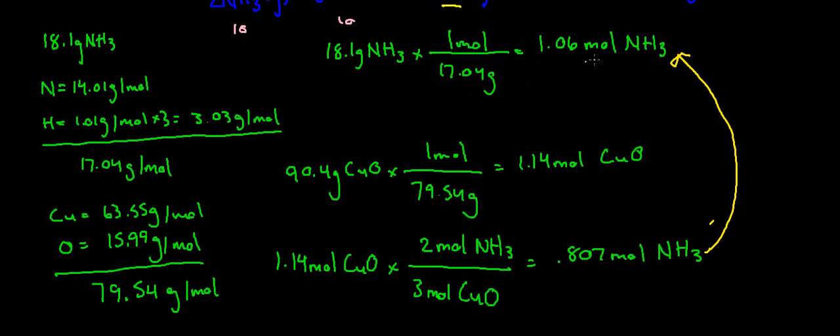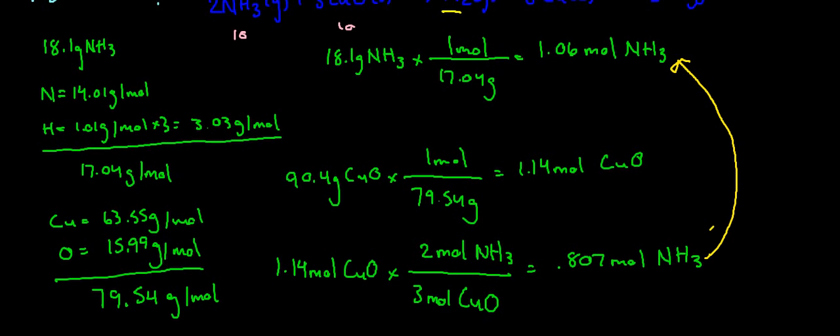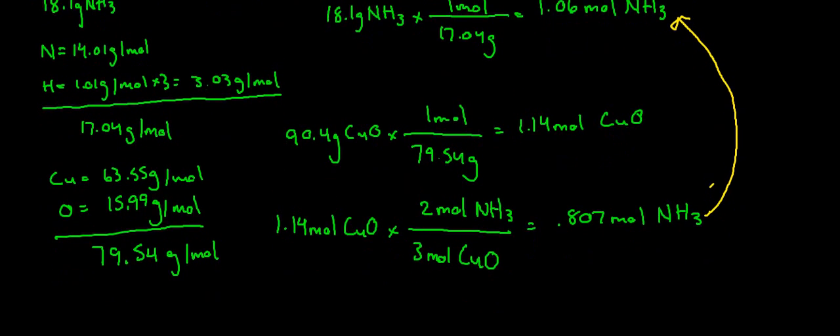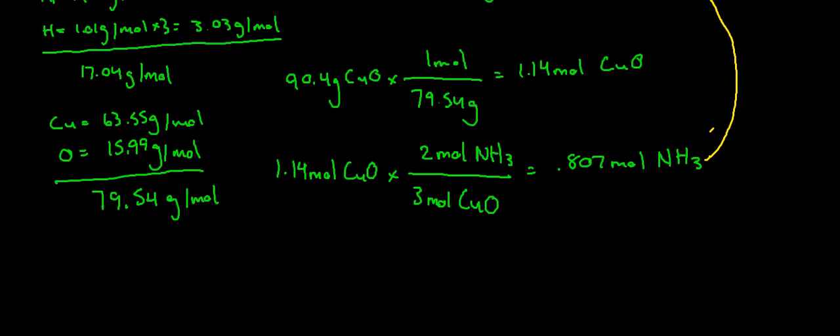I could have done it the other way. I could have found out how much copper would have been required to react all of this, and it would have been some amount that is more than 1.14. So it does not matter which one of these is picked. So I know that the limiting reactant is copper, which means that 1.14 moles of copper is all the amount of product I'm going to get.